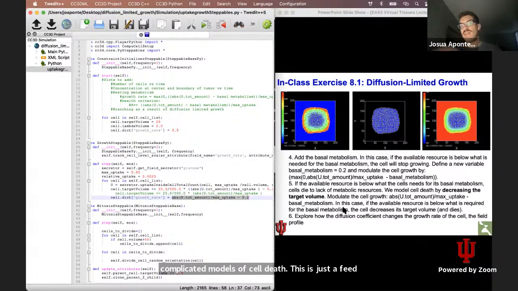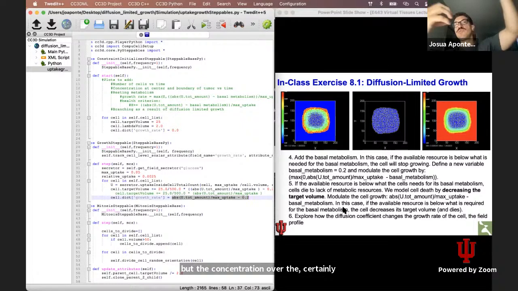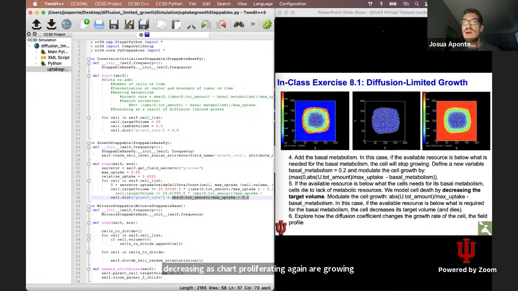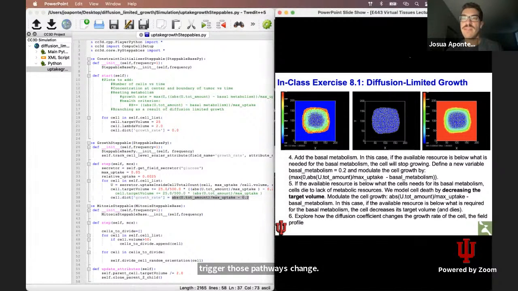Because in this particular case, let's say a cell starts decreasing, but the concentration over it suddenly increases, then the cells will stop decreasing and start proliferating again or growing again. Whereas in reality, once cells activate their apoptotic pathways, those are usually non-reversible, in the sense that cells will continue going through, even if the conditions that trigger those pathways change. Okay, does that make any sense?